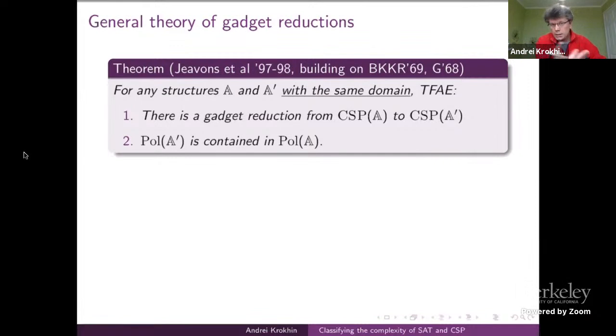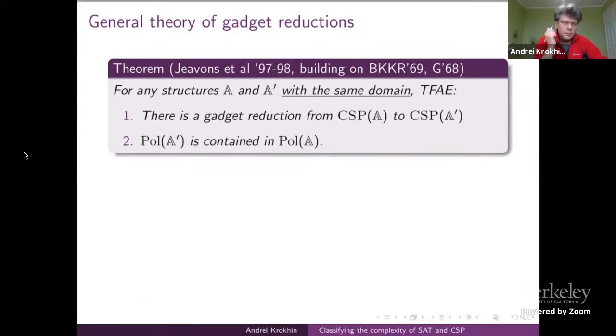Okay, and if you take the special case of this theorem when Pol(A') is equal to Pol(A), then this theorem says that CSP(A) and CSP(A') have gadget reductions going in both directions. So if you want to reason about their computational complexity, then you don't have any reason to distinguish them. If they have the same polymorphisms, then they have the same complexity. So it makes sense to reason about the complexity of CSPs through polymorphisms, because then you can capture classes of equivalent problems at once.